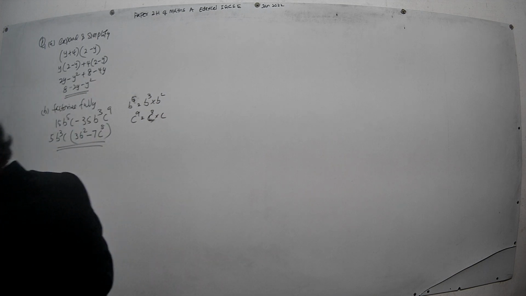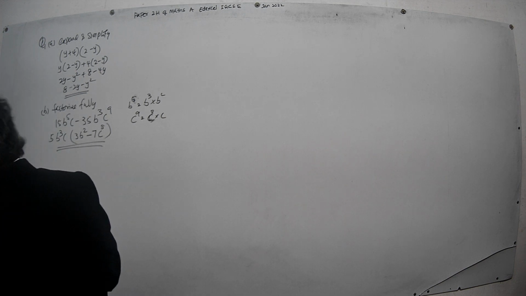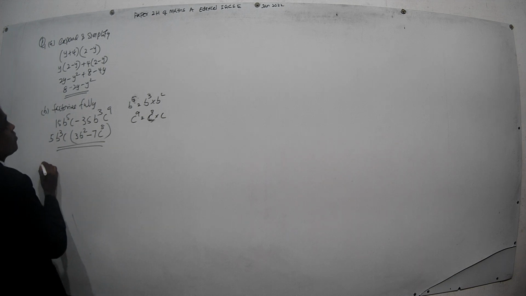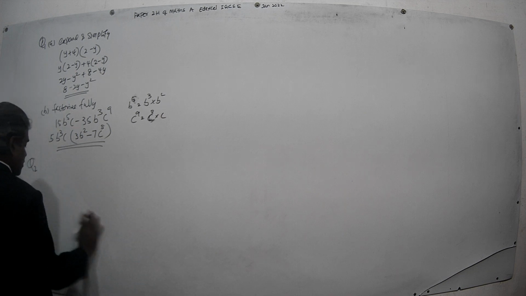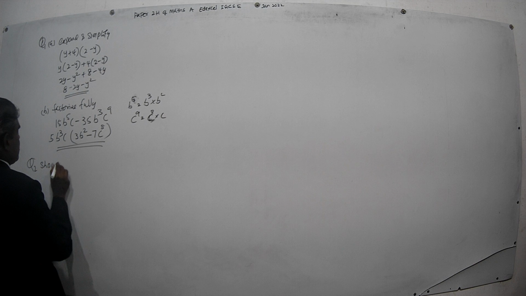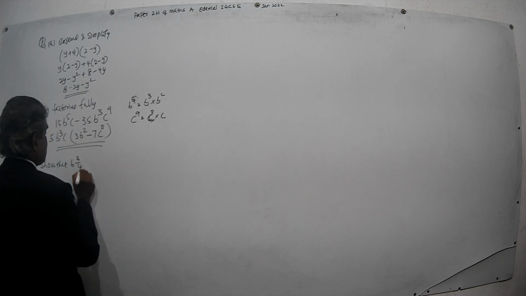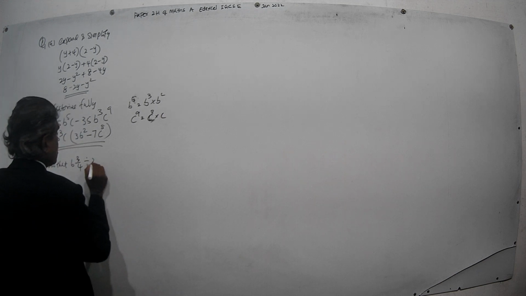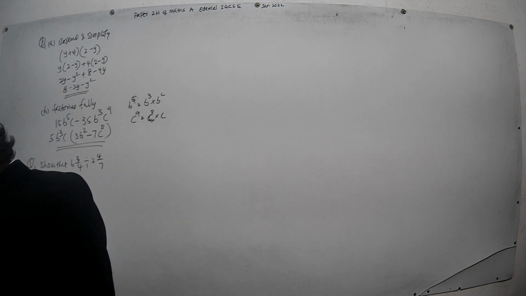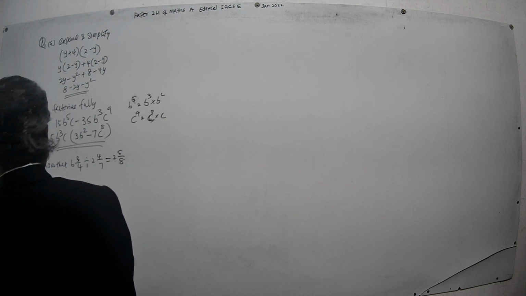Now next one, second question. Q2A. Show that 6 3 over 4 divided by 2 4 over 7 equals 2 5 over 8. Show that 6 3 over 4 divided by 2 4 over 7 equals 2 5 over 8.